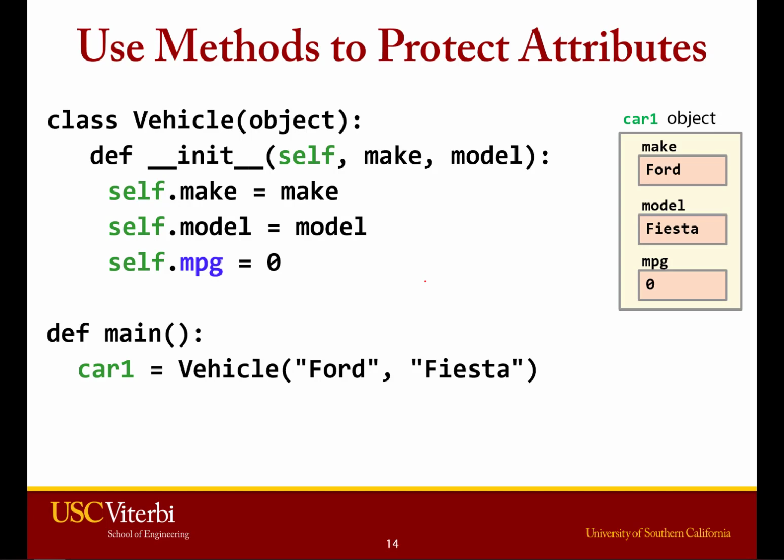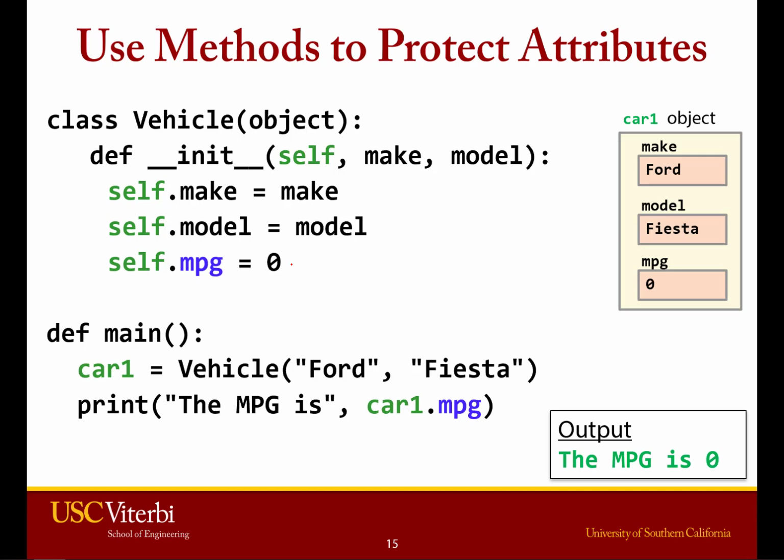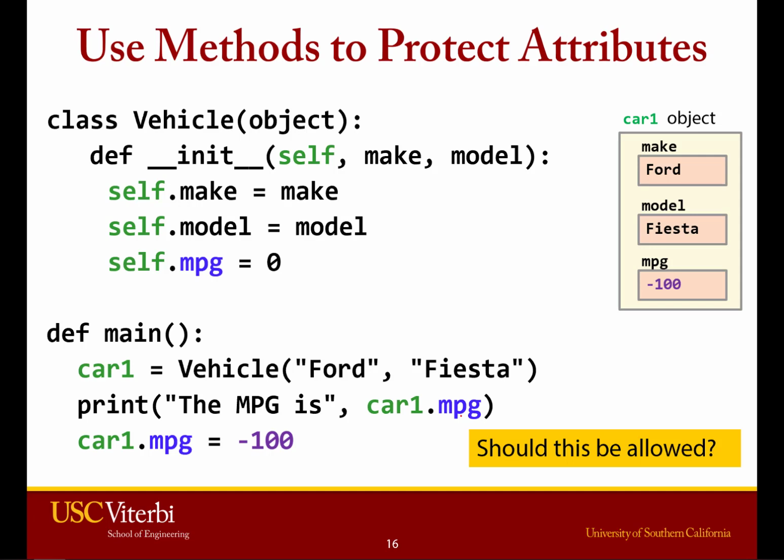One of those is to think about how we could protect attributes. Remember we have this car with a make, a model, and how many miles per gallon it gets. We started it at 0 as a default, just to say we don't know what it is yet, and we might run a test later to figure it out. Let's say you have this code and you can print out the car mileage directly with .mpg, and then you can say the car mileage is negative 100. This shouldn't be allowed. A car can't have negative 100 miles per gallon. That would be pretty remarkable. I'm not sure how that would even work.